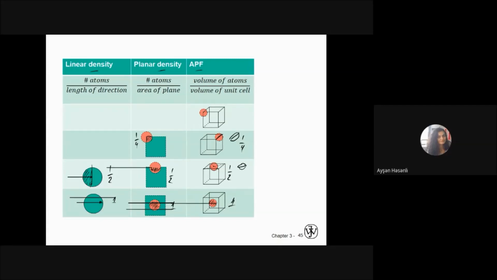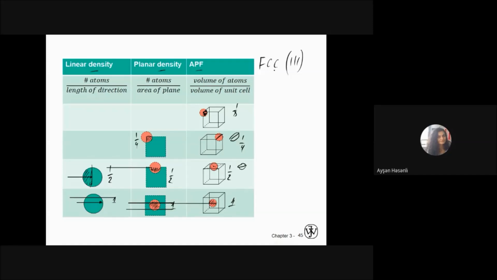So here, this atom is centered at the corner of a cube. It will be 1/8 part. If you try to color it, this part will be inside. We may have another kind of planes. For an example, FCC 111 plane.